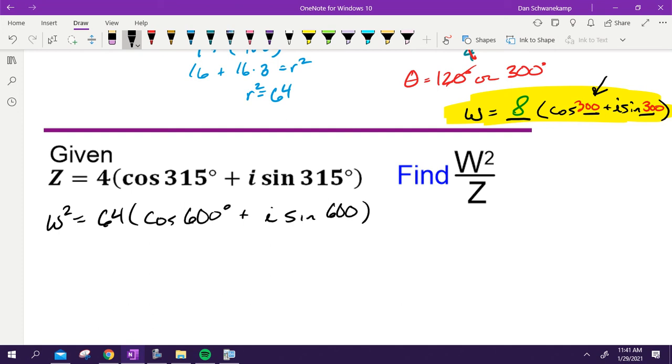I'm just going to leave it because the very next thing I'm going to do is I'm going to take W squared divided by Z. It's going to give me the same answer no matter what. Just saves me one calculation. Okay? So then we're doing W squared over Z.